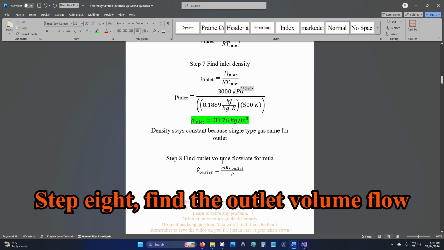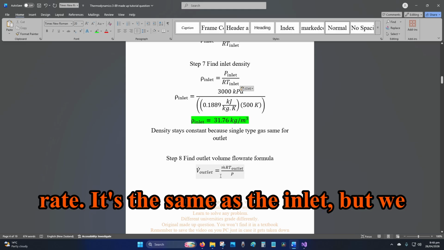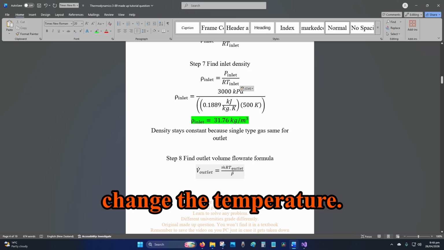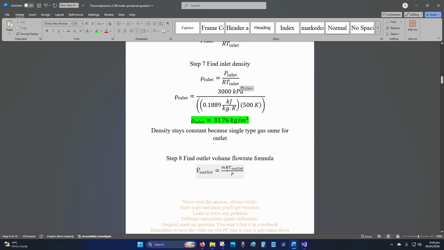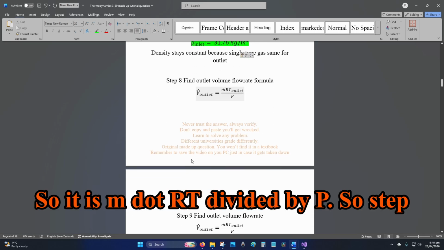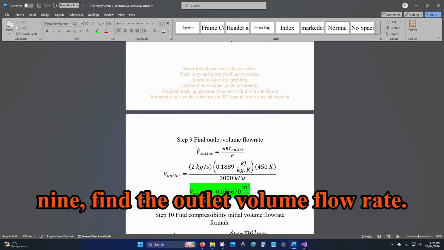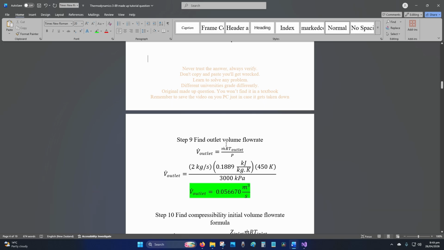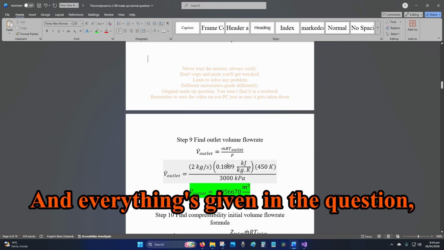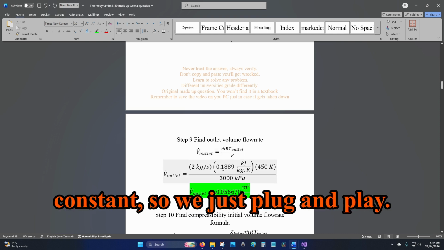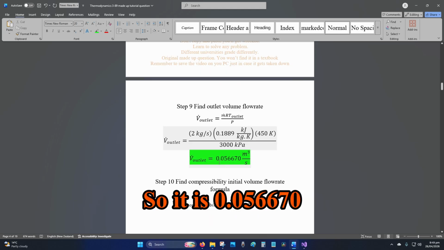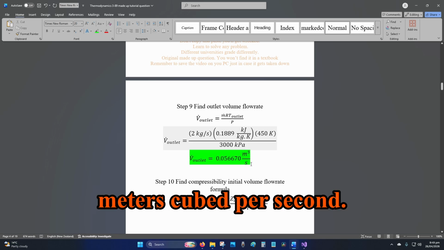Step 8, find the outlet volume flow rate formula. It's the same as the inlet, but we change the temperature. So it is M dot R T divided by P. So step 9, find the outlet volume flow rate. Everything's given in the question, and we found the gas constant, so we just plug and play. So it is 0.056670 meters cubed per second.